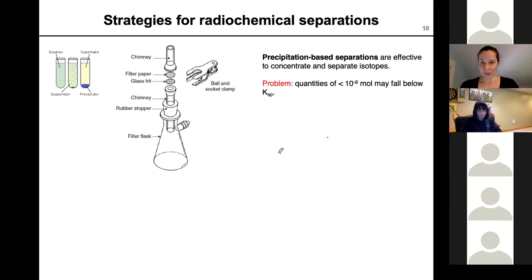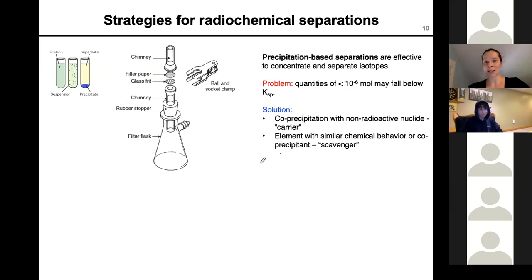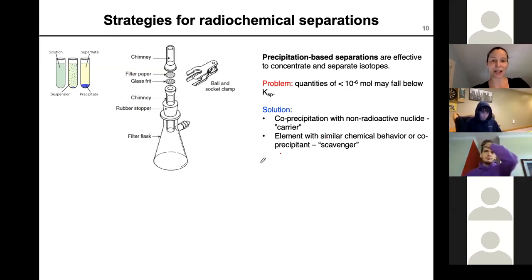So there we go. We do what we call a co-precipitation with the non-radioactive nuclide. We call this a carrier. Carrier is specific for when we have the same isotope, the same element, as a partner to the isotope that we're precipitating, because within an element, the isotopes have identical chemical behavior.